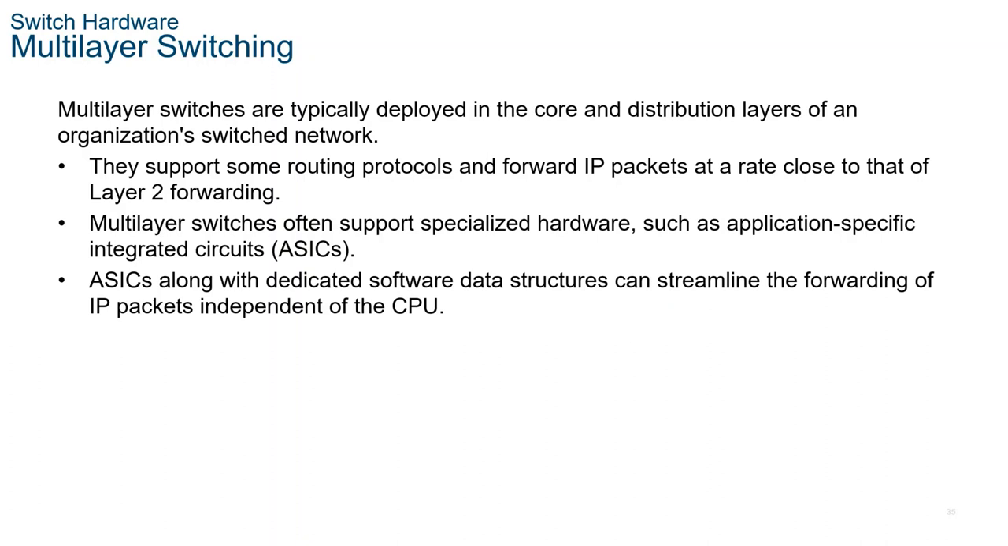Okay, next consideration is multi-layer switching. Multi-layer switches are typically deployed in the core and distribution layers of an organization's switch network. Multi-layer switches are characterized by their ability to build a routing table, support a few routing protocols, and forward IP packets at a rate close to layer 2 forwarding. Multi-layer switches often support specialized hardware such as application specific integrated circuits, or ASICs. ASICs, along with dedicated software data structures, can streamline the forwarding of IP packets independent of the CPU.